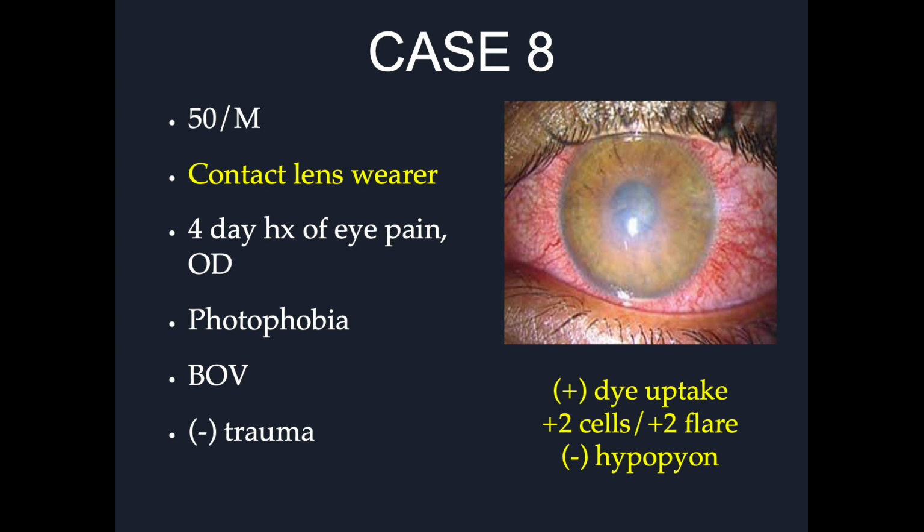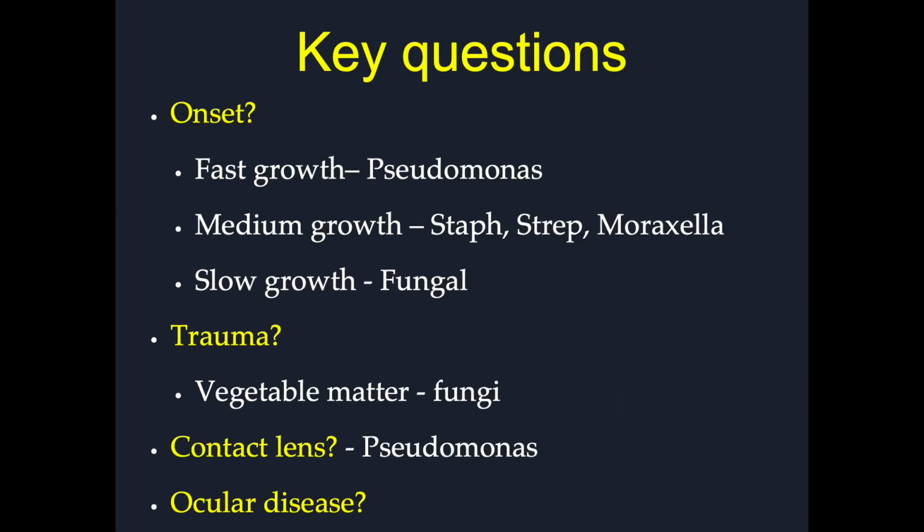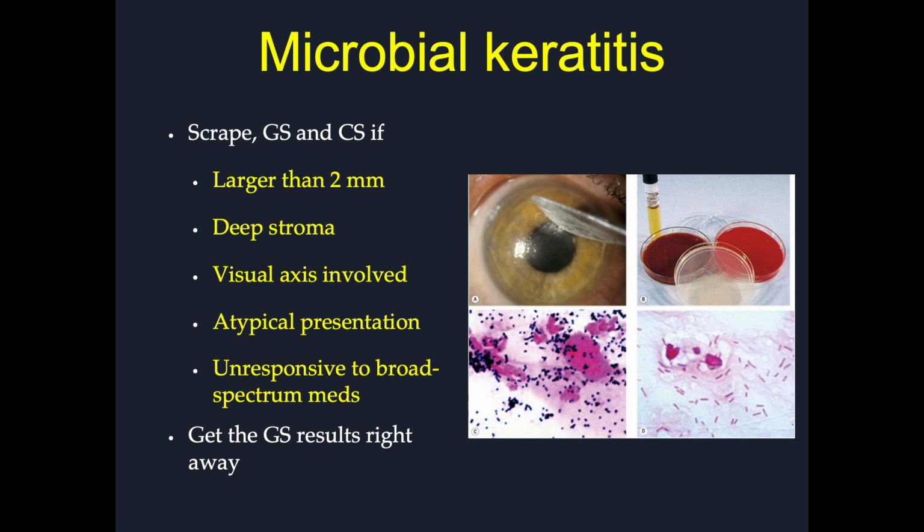So what is this case? Before arriving at a diagnosis, some further questions that need to be asked are about the onset, associated trauma, the use of contact lens, and presence of ocular disease. This might give us an idea of the possible etiologic agent for this infection, as stated here. After gathering all the information needed, this is a case of microbial keratitis. A lot of possible infections can be associated with it.